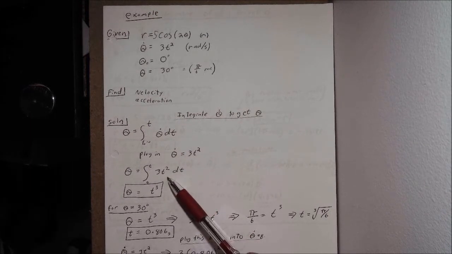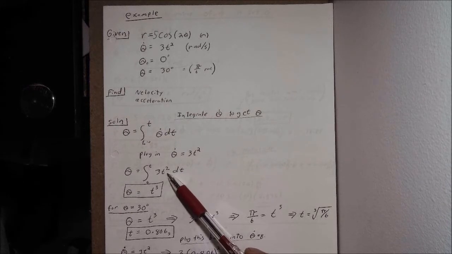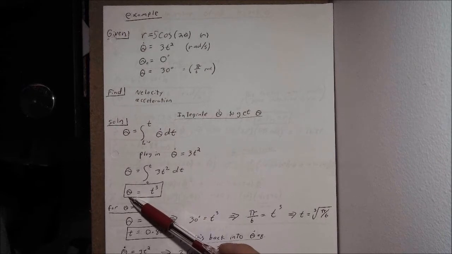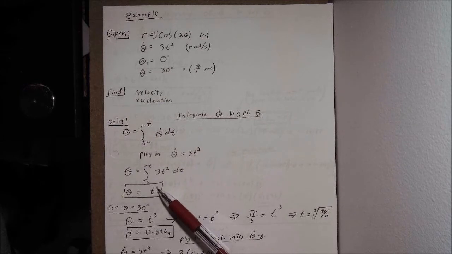We can do out this integral. Pretty straightforward calculus there. The integral of 3t squared ends up being 1/3, bring that down in front there. The 3 cancels with the 1/3 on the bottom, giving t cubed. So theta is equal to t cubed.